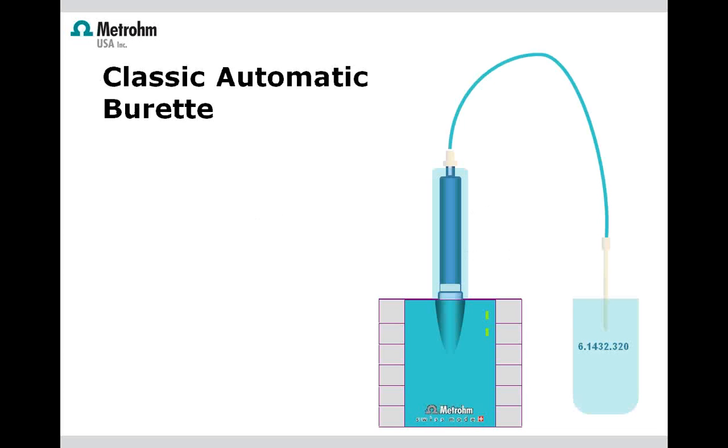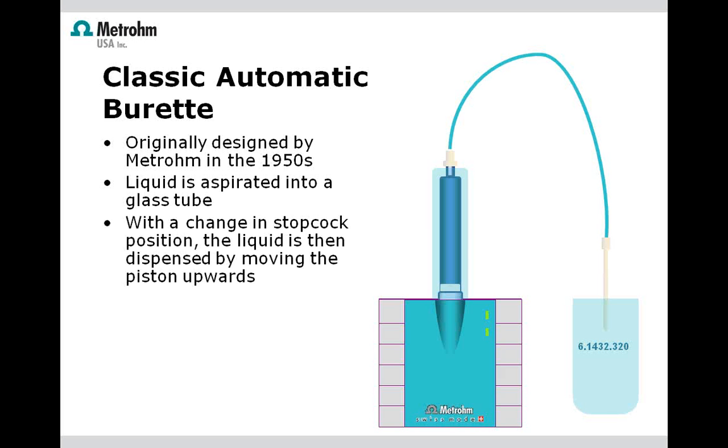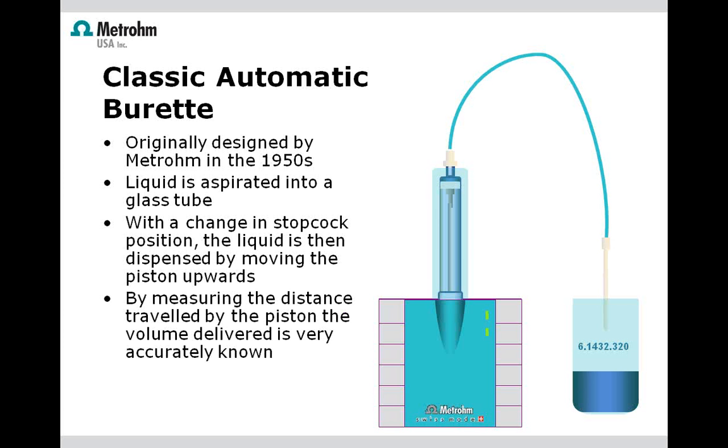So here's the typical layout for your classic automatic burette. This was originally designed by Metrohm in the 1950s. You have liquid that's aspirated into a glass tube, which is represented by the dark color here. There's a change in a stopcock position, and the liquid is then dispensed by moving the piston upwards. Very, very simple design, very robust. It's been used with lots of success.